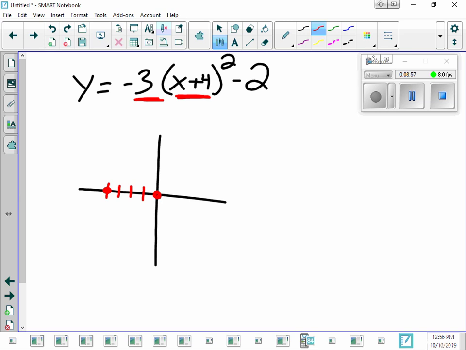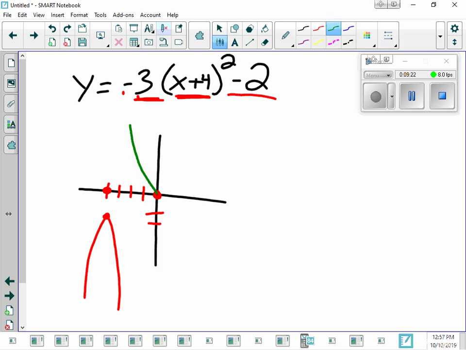So the plus 4 is left 4. The 3 means 3 times taller. The negative flips it upside down, and this brings it down 2. So my vertex is here, and it's upside down, and it's very tall. It's 3 times taller. So let me review what happened.